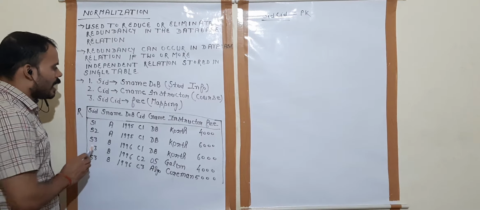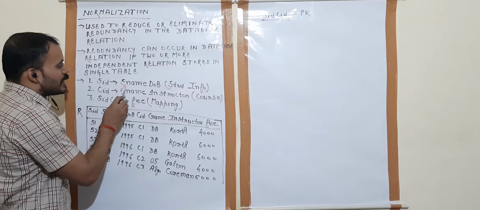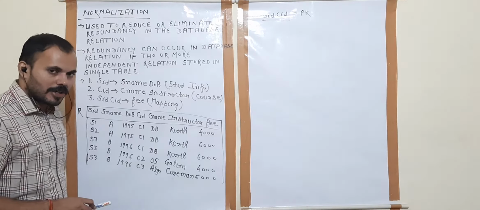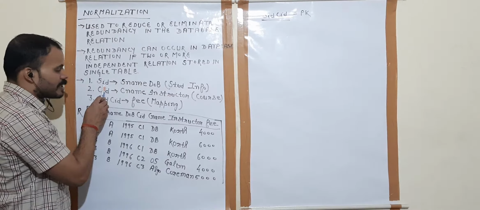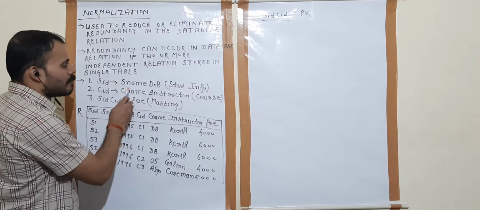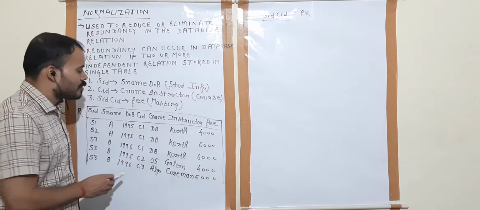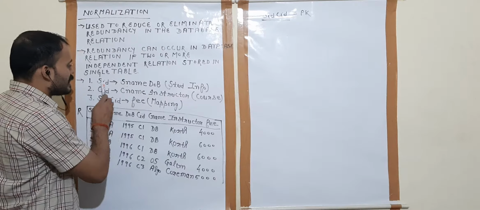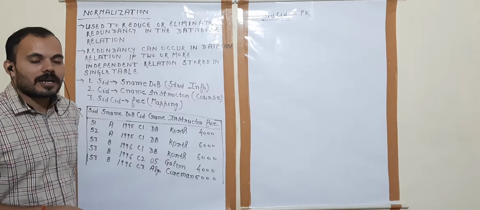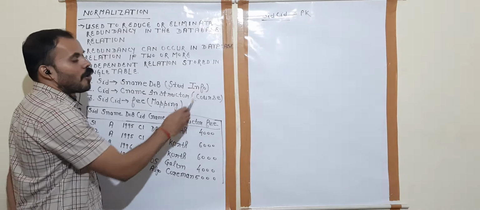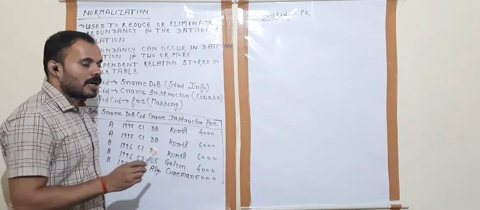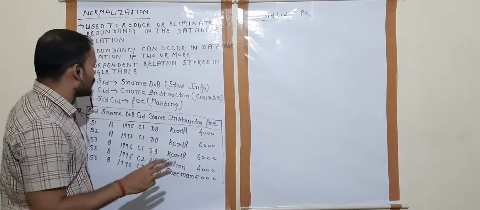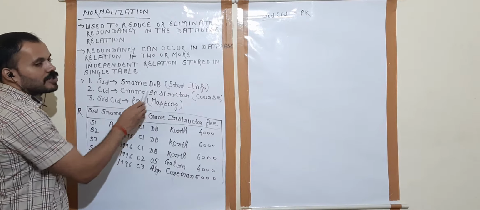Understood? See here, SID is an attribute, yes name is an attribute, and DOB, date of birth, is an attribute. SID means student ID, yes name means student name, and DOB means date of birth. These three attributes are in the student information table.